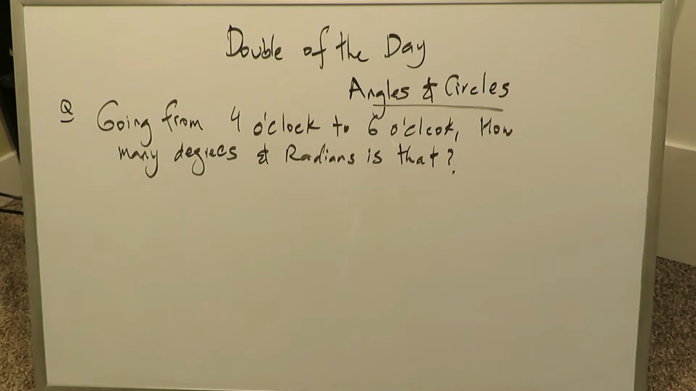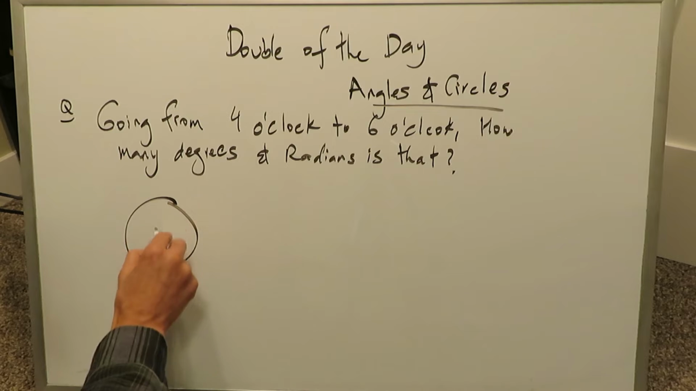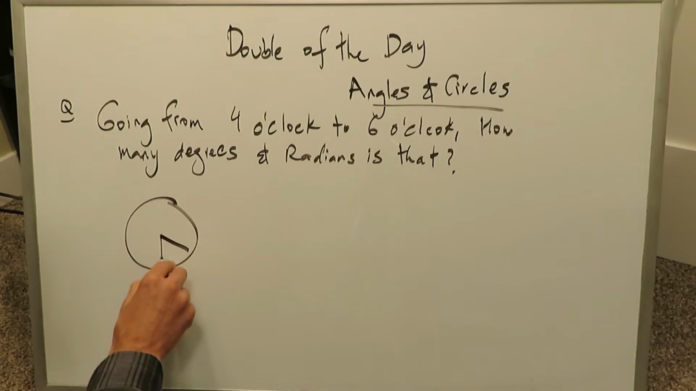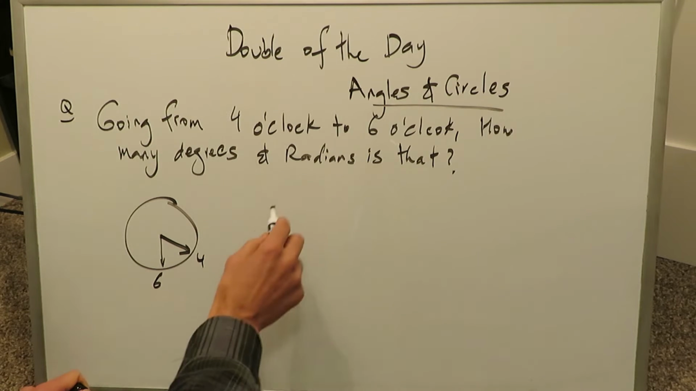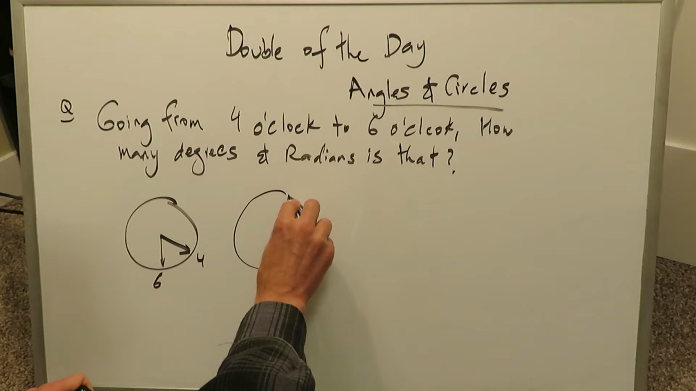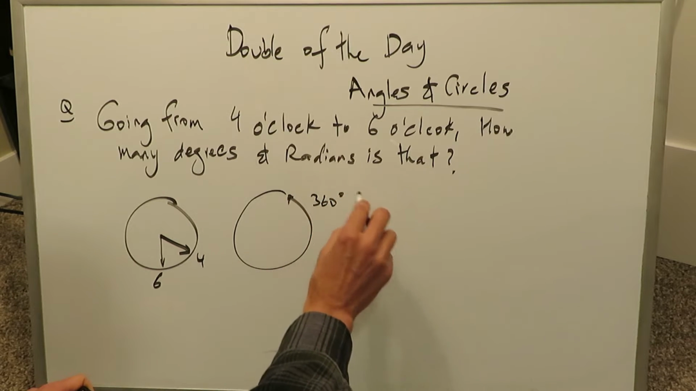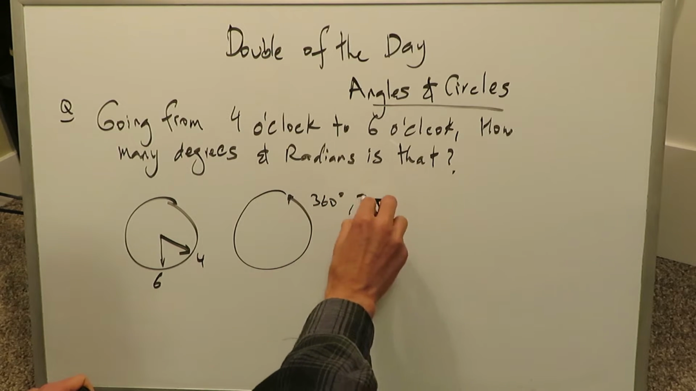We have a video over here on angles and circles, an application style of video looking at two questions as always. The first question is this: going from 4 o'clock to 6 o'clock, how many degrees and radians is that? We're looking at 4 and we're going to 6 o'clock, from 4 p.m. to 6 p.m. It doesn't matter. What do you think about when you're looking at a clock? You could very well be thinking about a circle having 360 degrees and 2 pi in terms of radians.